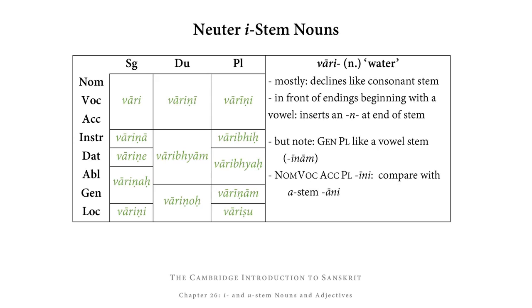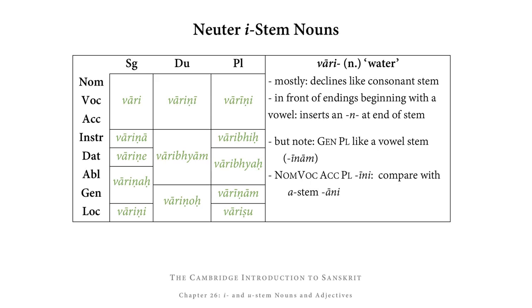Neuter I stem nouns are the most straightforward out of masculine, feminine and neuter short I stems, and that's why we're looking at them first. Now they mostly decline like consonant stems, and that's because in front of endings that begin with a vowel, they insert an N between the stem and the ending, so basically they function like consonant stems. Let's look at the forms of vari, which is a neuter I stem noun meaning water.